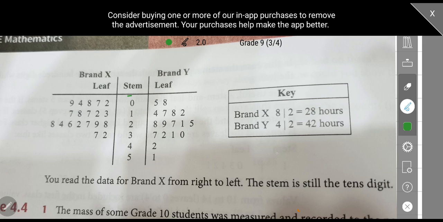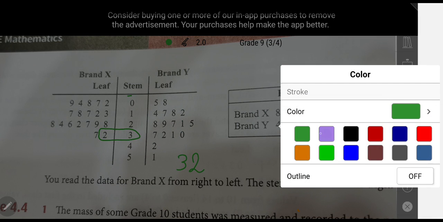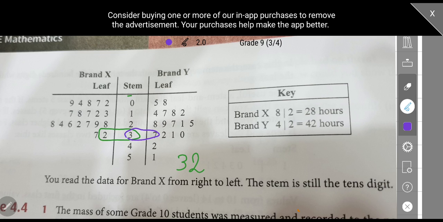Now, let's think about the other one. If I asked you, let's read this one. What's this number? The stem is 3, so the tens digit is 3, and the ones is 2, so 32. What about this number? Let's use a different color. This one, the stem is 3 and the ones is 7, so 37, and so on.